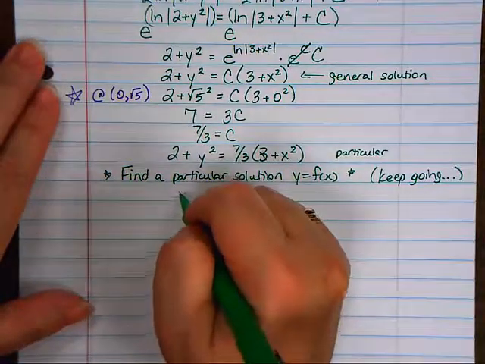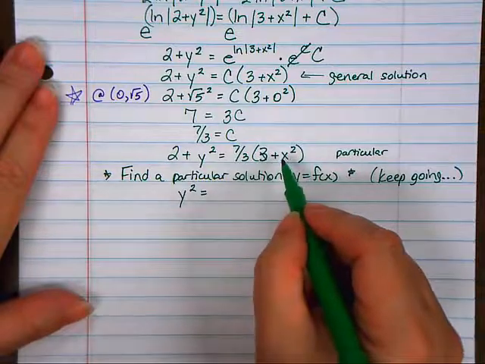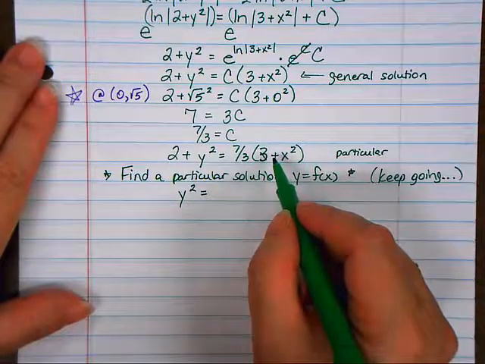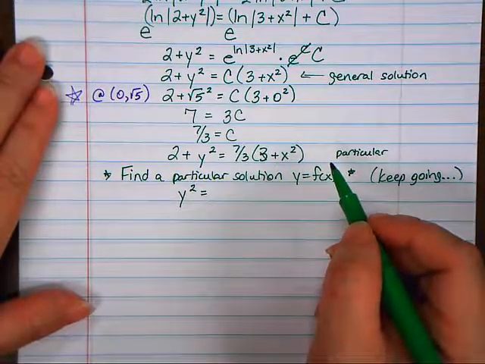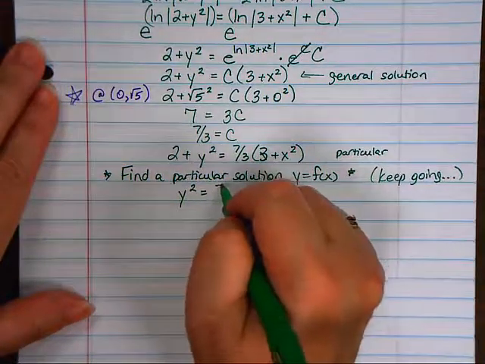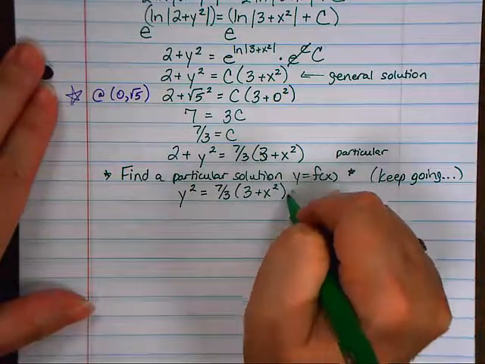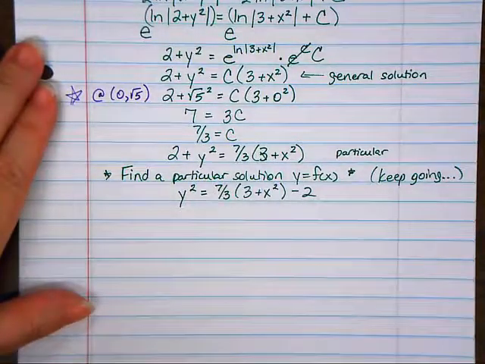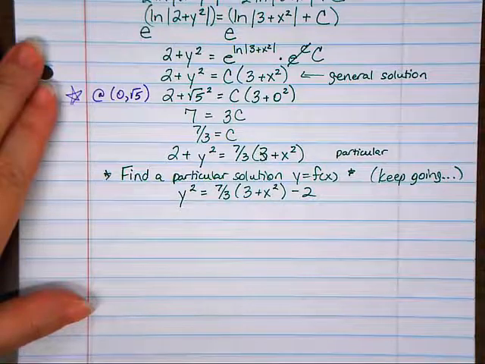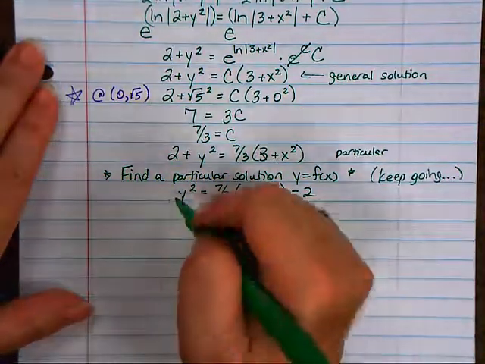Subtract the 2. So y squared equals. Now, you have the option. You can distribute the 7/3, or you can leave it factored. What do you want to do? Leave it? Let's leave it alone. 7/3 parentheses 3 plus x squared minus 2. You can just leave it like that. They don't care about simplifying. Now what? Square root both sides.